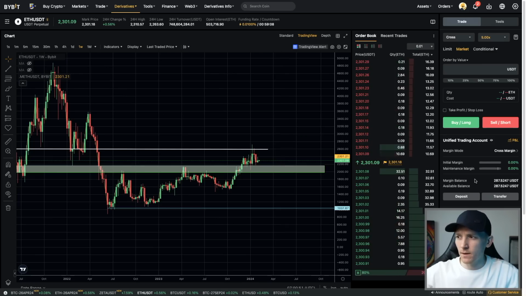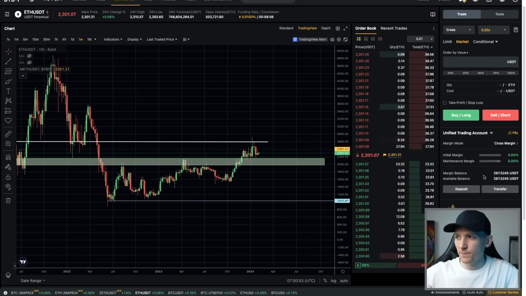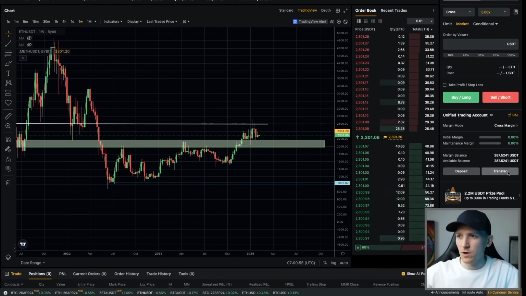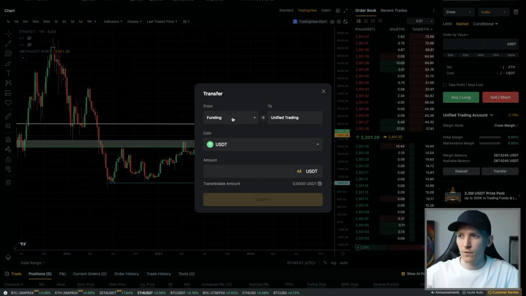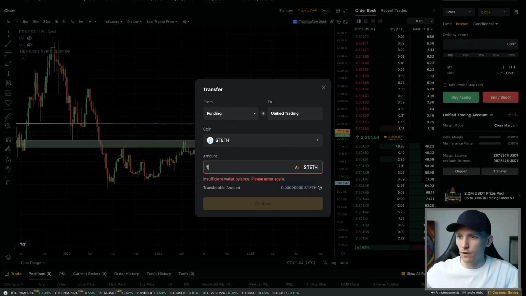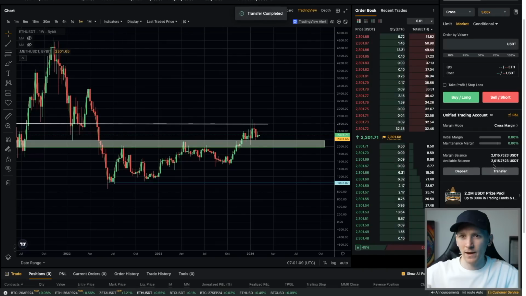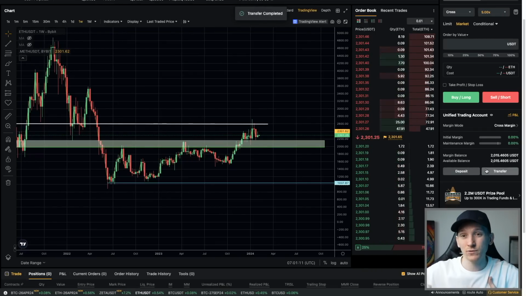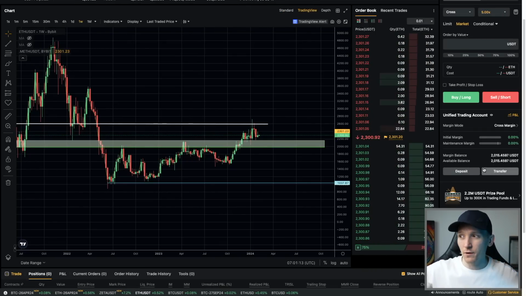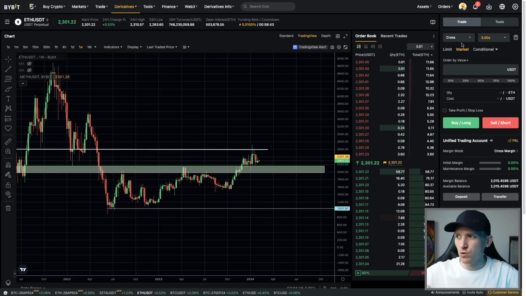So what we would do here is buy some staked ETH in our spot account. What I'm going to do is transfer that over, from our funding to our unified trading account, we need some staked ETH. So we can put one ETH over, press confirm, and then we're using that as collateral. Now, as you can see, the amount of collateral in my account has gone up. So I now have collateral to trade with. I've transferred one ETH over, and I can trade a short position.